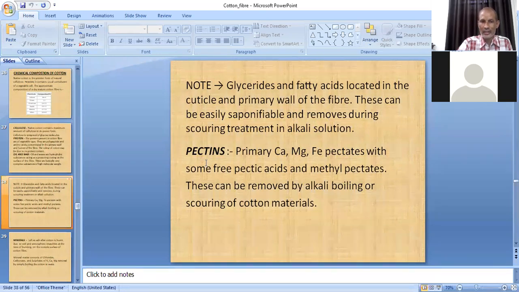Then another chemical content is pectins: primarily calcium, magnesium and ferrous pectates, with some free pectic acids and methyl pectates. These can be removed by alkali boiling or scouring of cotton materials. We can also remove them through scouring. Scouring means we are treating with a certain percentage of alkali at boiling, meaning at higher temperatures. Then the scouring will take place, which will remove these pectins also. And these are actually impurities found in the cotton fiber.